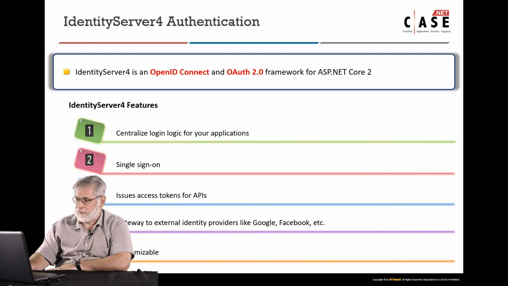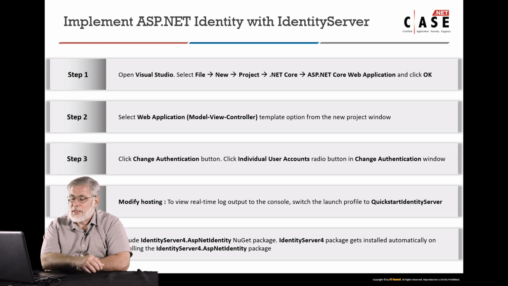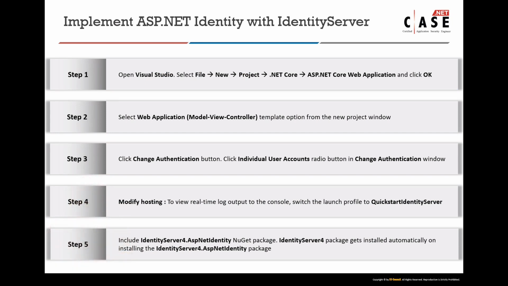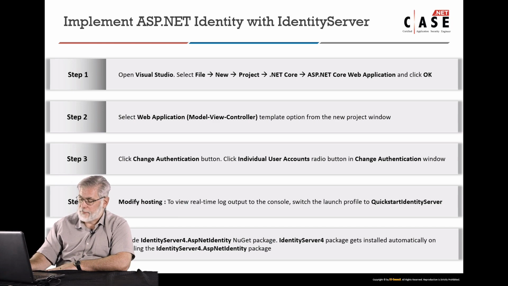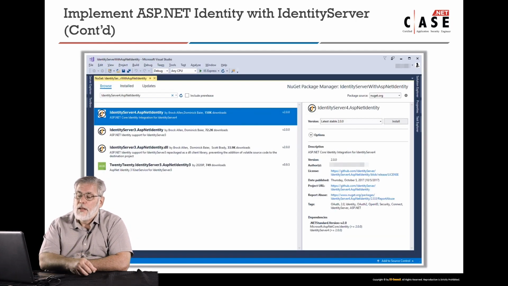But it is customizable. So here we can see a simple 5-step process that will allow you to implement ASP.NET Identity with Identity Server. We notice that the final step on this screen is to include the package Identity Server 4 ASP.NET Identity. That gets installed automatically when you install the identity package. Here we're seeing an actual implementation of that installation. You can see browsing inside Visual Studio to locate the appropriate package and make sure it's installed.